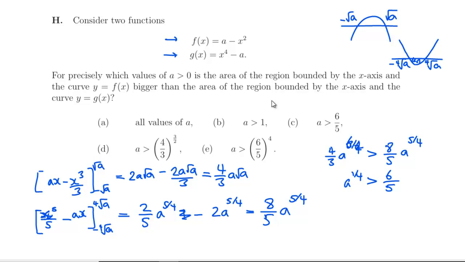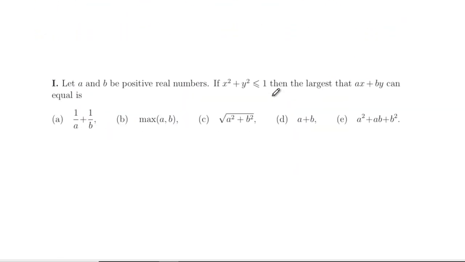Okay, so what does that end up? How have they written the answers out on all of this? We got 6 over 5 in 2 of them. Oh, here we go. a is greater than 6 over 5 to the power 4, which is what we've got there. That was quite a long question for a multiple choice section.